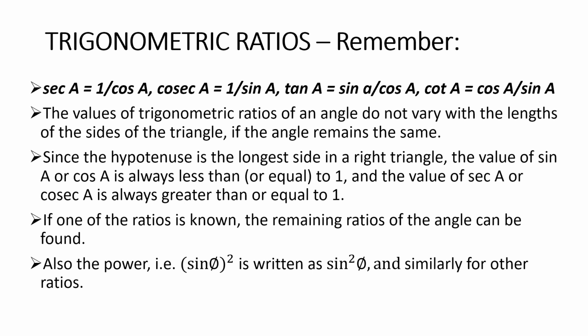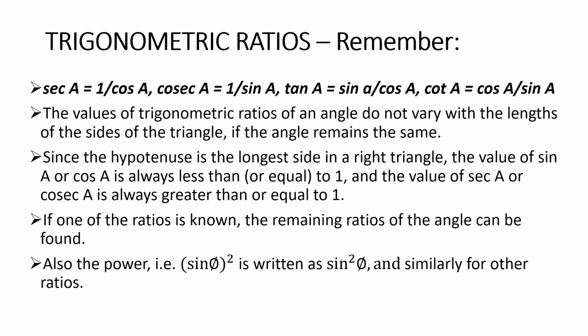The value of trigonometric ratios of an angle do not vary with the length of the sides if the angle remains the same. Why? Because, for example, tan 45 degrees is 1. Whatever is the size of the length of the sides of the triangle, if the angle made is 45 degrees, then the value of tan will remain 1. So if you change the sides, the values of the ratios will not change.